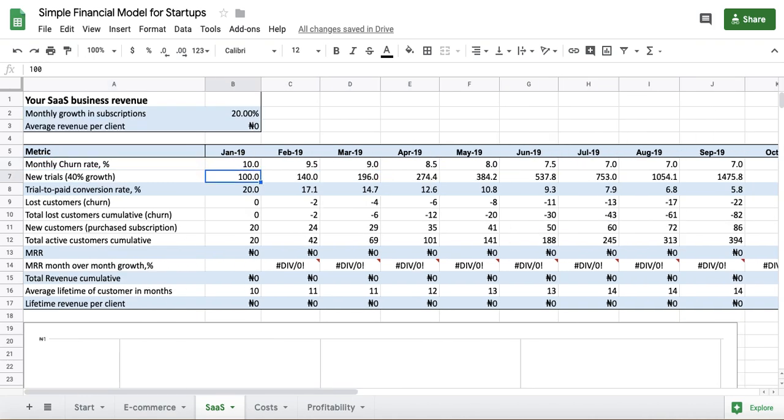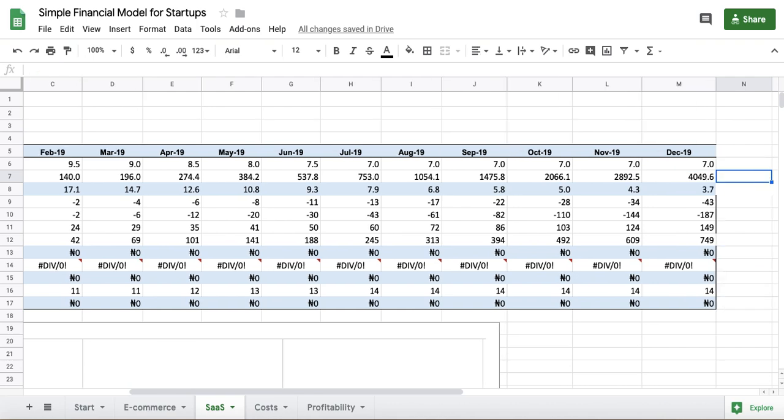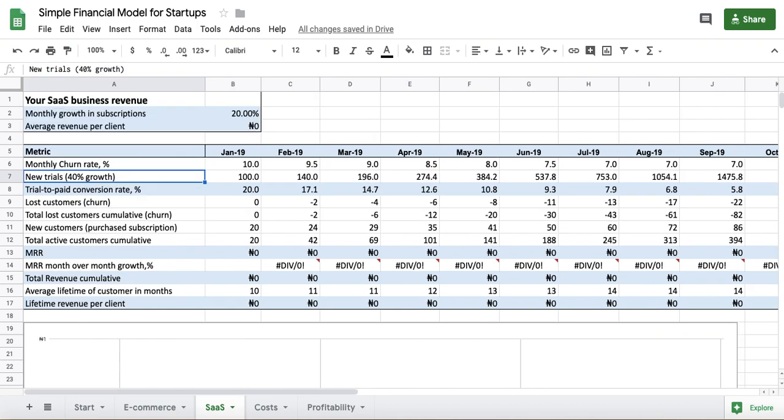Okay, so you're going to put in how many new trials you think you're going to get in a month. Let's say in your very first month you're going to get 100 trials. Boom, great. Then, based on your churn and your growth rate, we've said you're going to grow at 40%, so every month we're multiplying by 1.4. By the end of the year, 4,000 people will be trying your service in December. Maybe you have a marketing team. However you get that number, we'll discuss in one of the later slides.